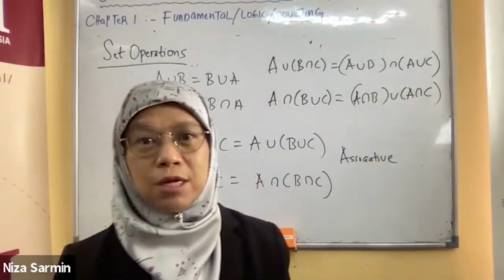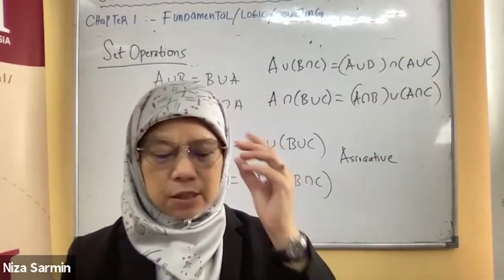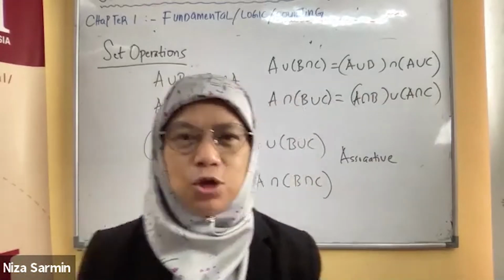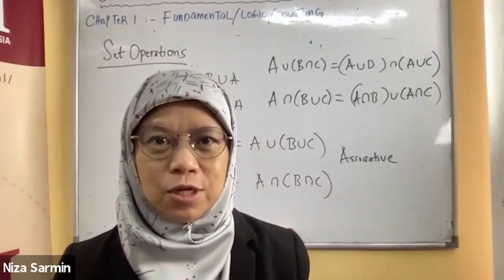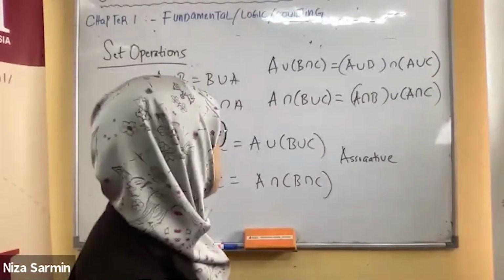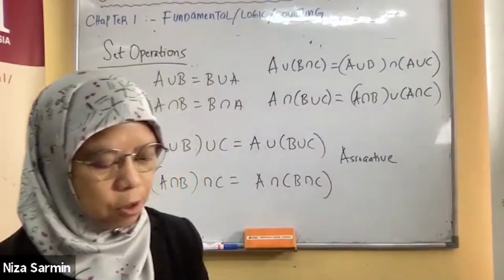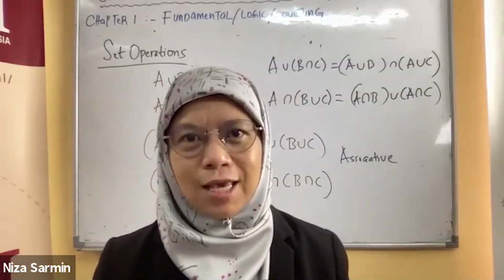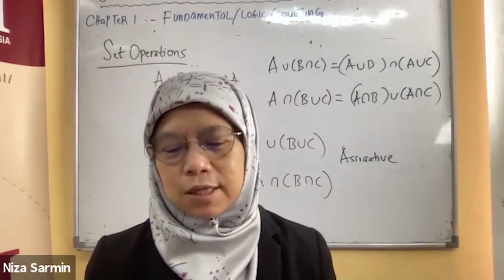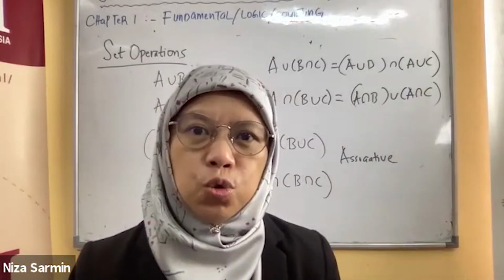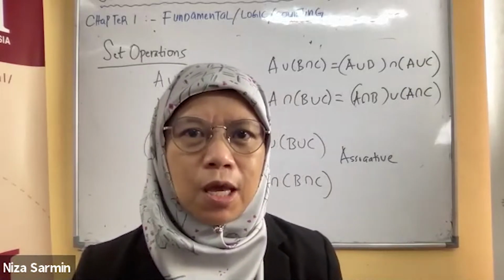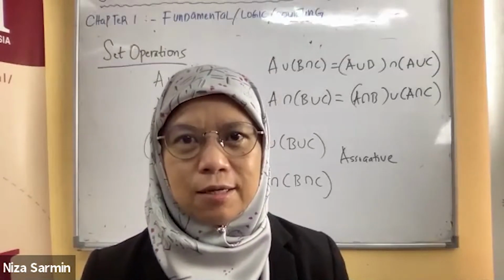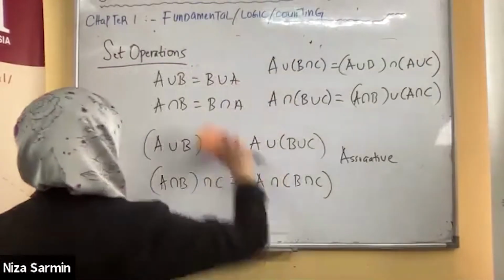Okay, then we have idempotent properties. Idempotent properties say that you union A with A is just A, right? You intersect A with A is just A. So that's the idempotent property. Okay, and then the properties of complement. If you take the complement of A, you take again, you get A back, right? A complement complement is just A. What about A union complement? A union the complement will be the whole universal set, right? Let's see.